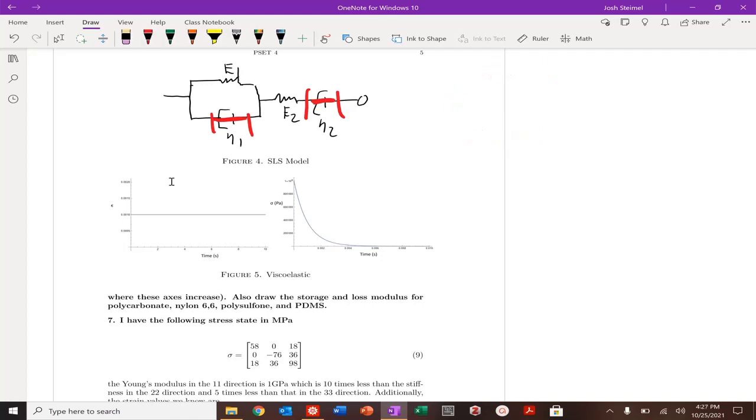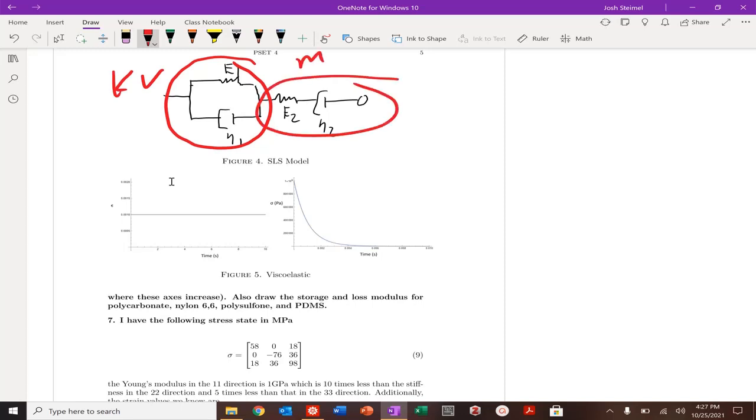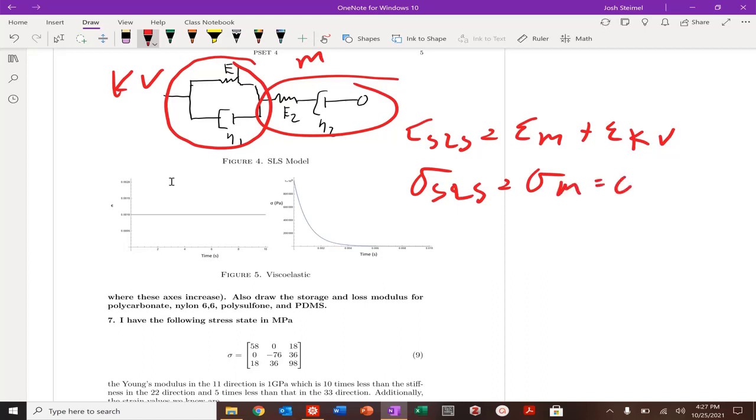All right. What about our standard linear solid model? Well, I see that I've got, in series, my Kelvin-Voigt and my Maxwell again. But now, since they're in series, the strain of my standard linear solid model is going to be equal to the sum of the strain in the Maxwell plus the strain in my Kelvin-Voigt. The stress in my standard linear solid model, however, will be the same as the stress in my Maxwell, which equals the stress in my Kelvin-Voigt.